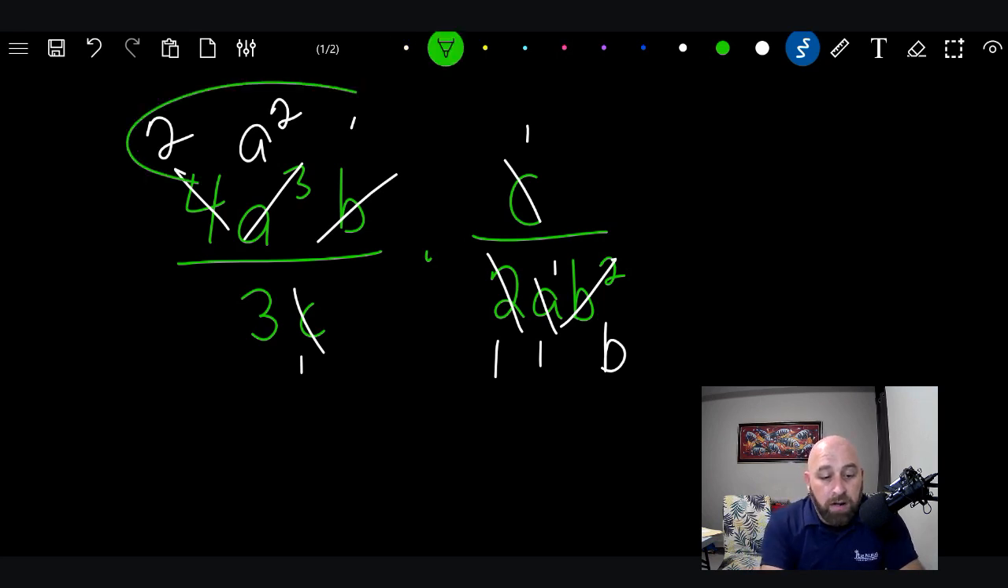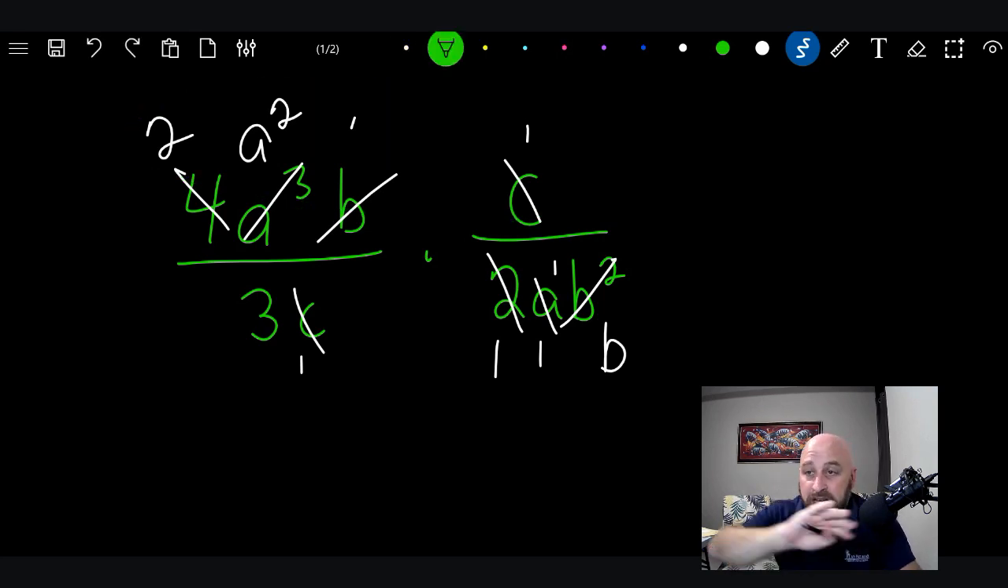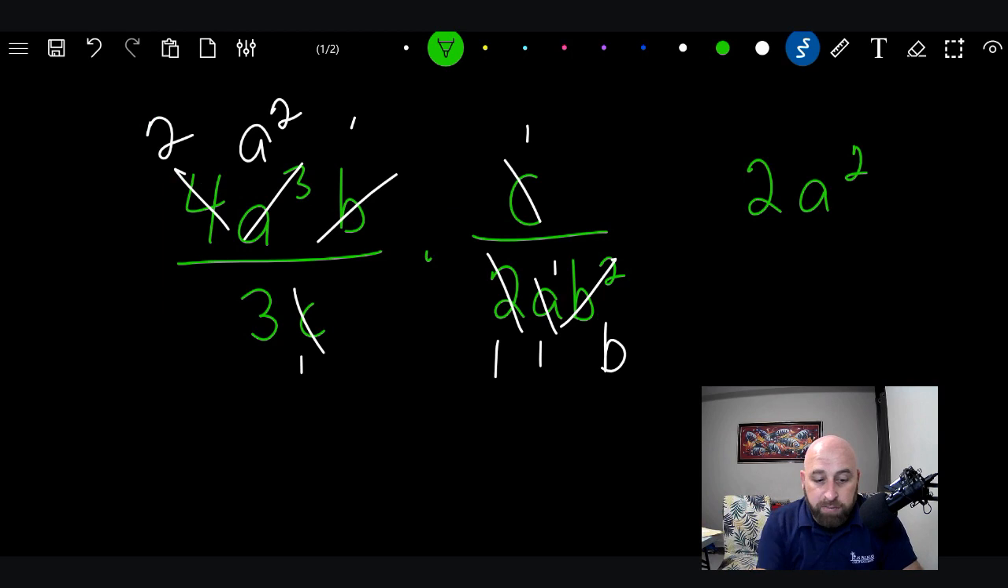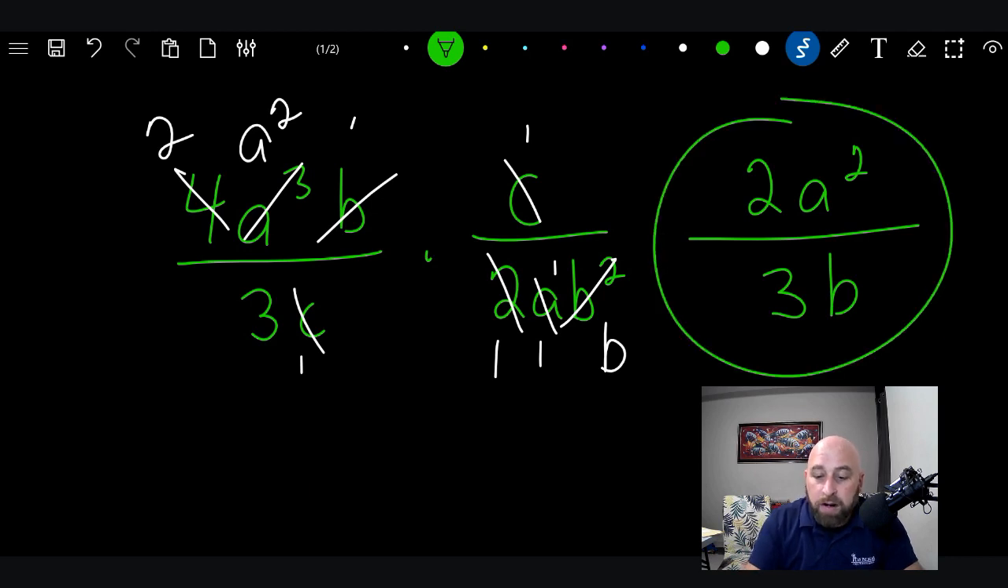Now we take all this stuff over here, basically, and we just kind of multiply it over. 2 times a squared times 1, so nothing else. 3 times b. 3 times 1 times 1 times 1 times b. So we get 3b. Okay? And that would be our answer.